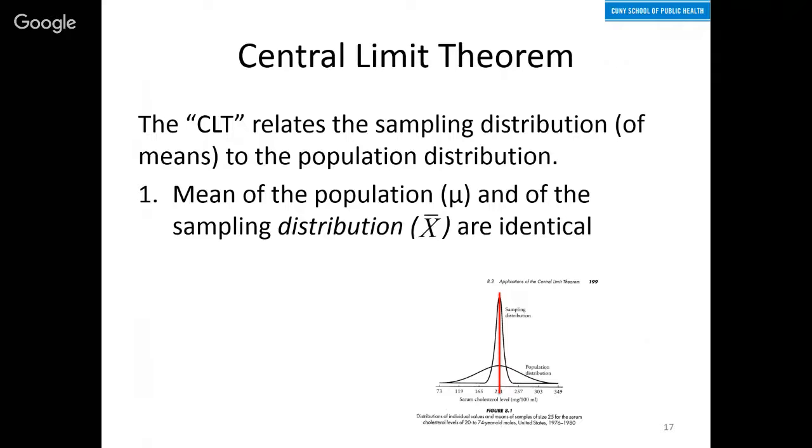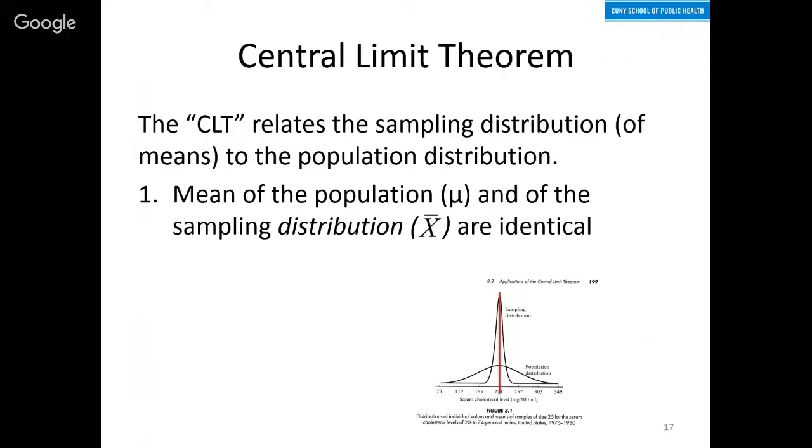They have the same mean. But that's circular. So why is the mean the same? Identically the same, not just close. It's the law of large numbers. So the sampling distribution is built from a very large number of samples.